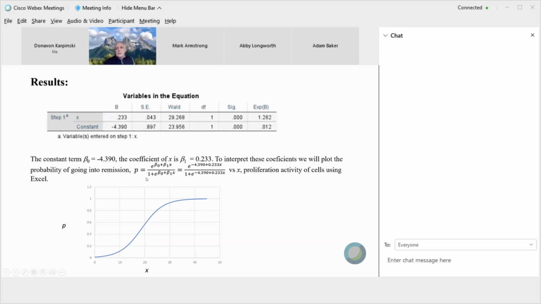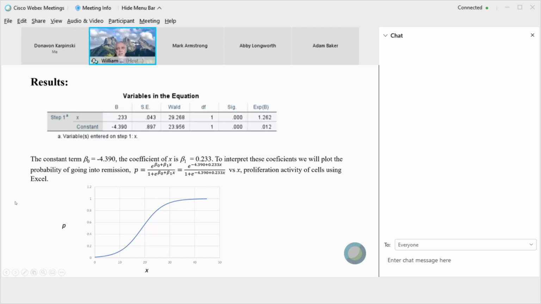So you can use Excel. You would put this function into Excel and calculate the probability of going into remission for the various values of X. From this, the person who sees this graph can read from the graph. If the cell count is 30, the chance of them going into remission is up around 90-something%. If the cell count is 10, the probability of going into remission is probably about 1.2.